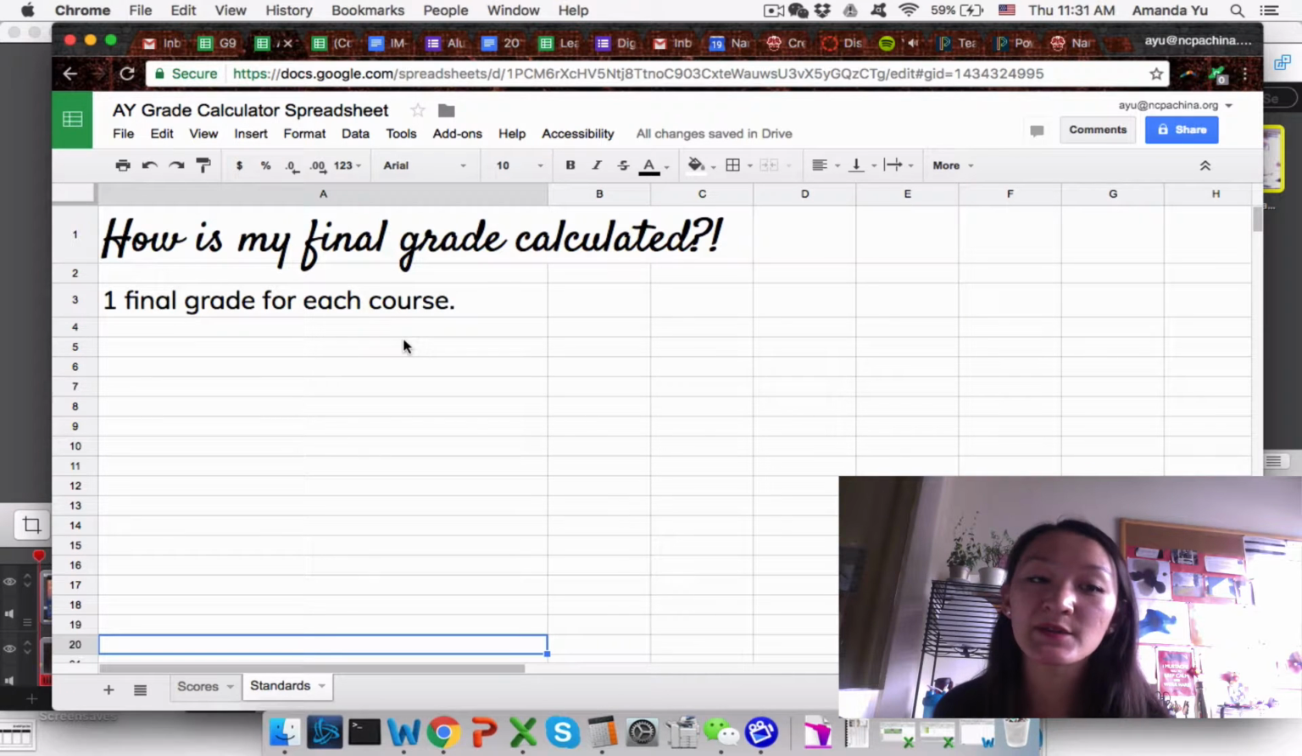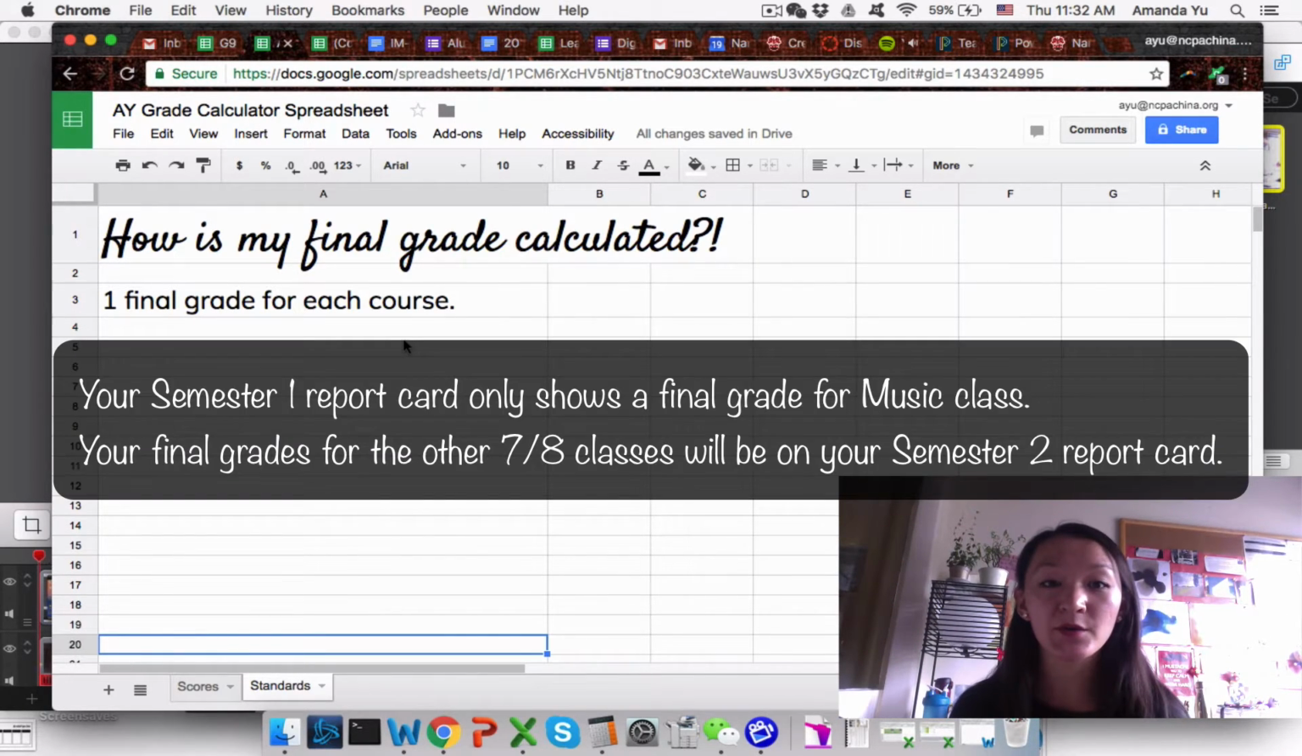So that means as a 9th grader, at the end of this year, you will have 8 total final grades. The only grade on your report card for semester 1 that is a final grade is for music. Whether you had choral music with Miss Hill or instrumental music with Mr. Kaliva, that final grade you have on your semester 1 report card for music is the only final grade you currently have. All other 7 classes, those final grades will be given in June on your semester 2 report card.